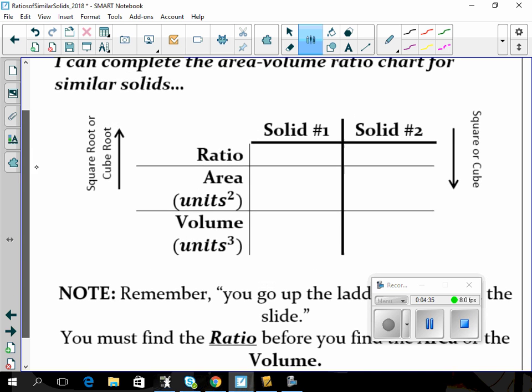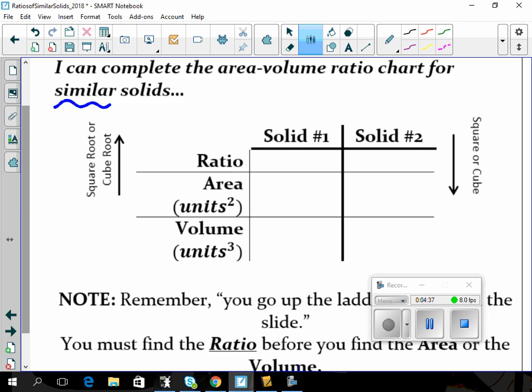Okay, so knowing that, let's say we're talking only about solids that are similar. We can create this chart that relates the area, the volume, and then we have this guy. It could say area, it could say volume. They're going to go in the second and third row of our chart.